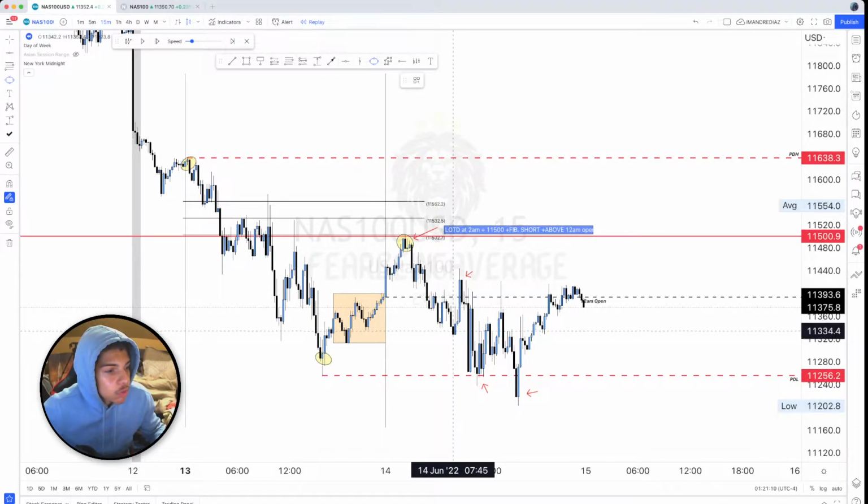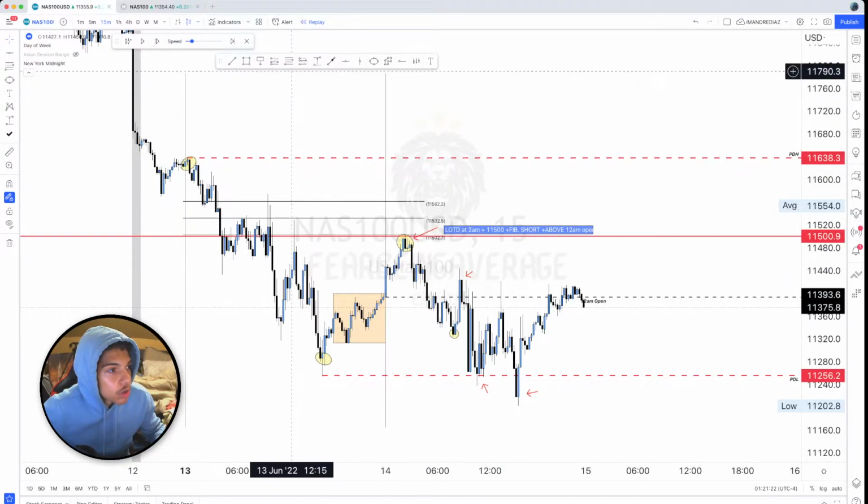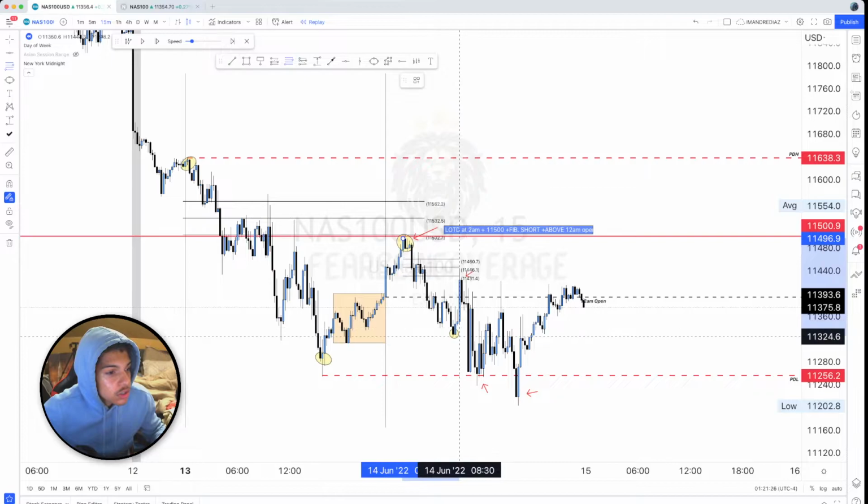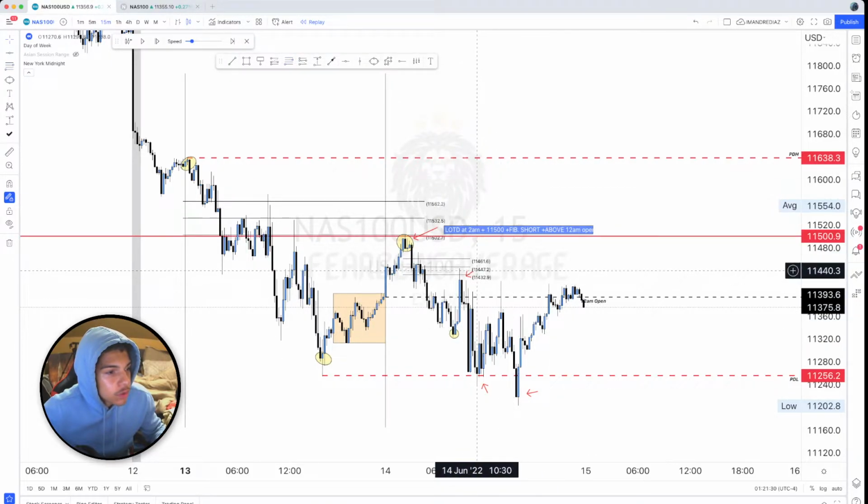Then at 7:45 in the morning, we had a push. And at 8:30, look, we're going to use this low. Why this low? Because this is the lowest point price came to before we had this retracement. So this is the start of this move. We're going to pull a fib from that London high to this low right here. Boom. We have a fib short.